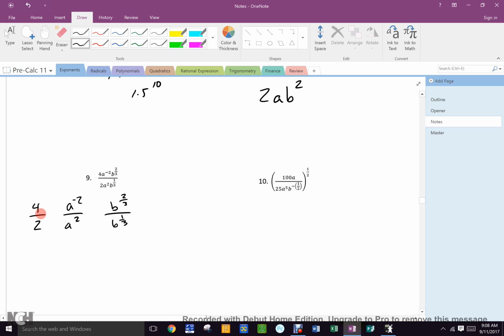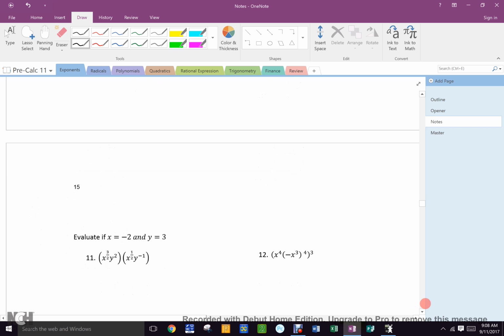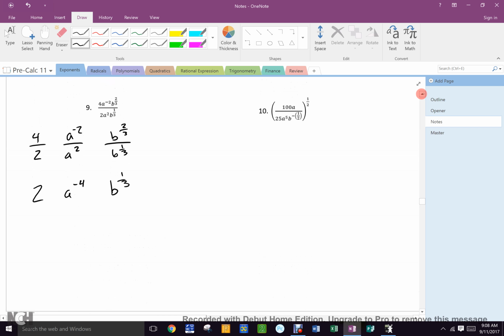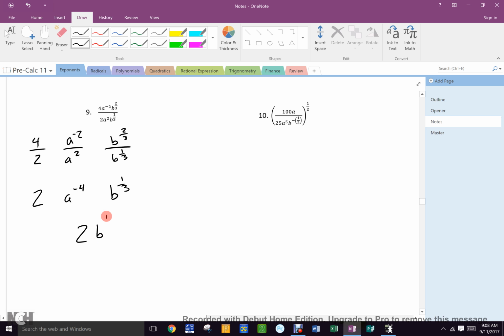What's 4 divided by 2? 2. What's negative 2 minus 2? A to the negative 4. 2/3 minus 1/3. B to the 1/3. Any of that negative? Oops. Yeah, what moves? 2b to the 1/3 over a to the 4th. Can I leave it like that?